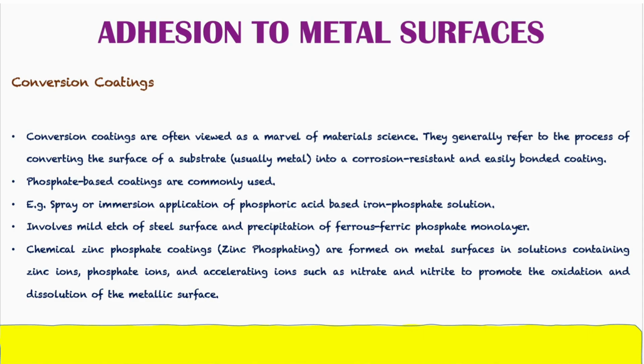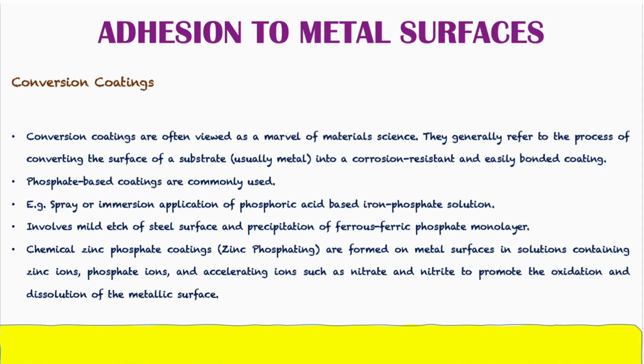A variety of inorganic conversion coatings have been used, like the one which involves phosphate, also called phosphate based conversion coatings. One such coating involves the spray or the immersion application of a phosphoric acid based chemical compound, which is iron phosphate solution. The process in which the iron phosphate solution is used actually involves etching of the surface of steel and the precipitation of a ferrous ferric phosphate monolayer.